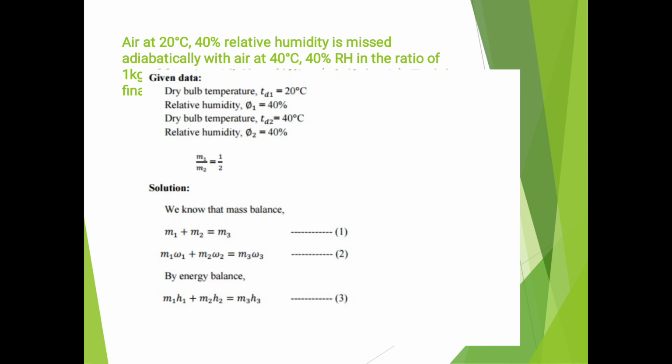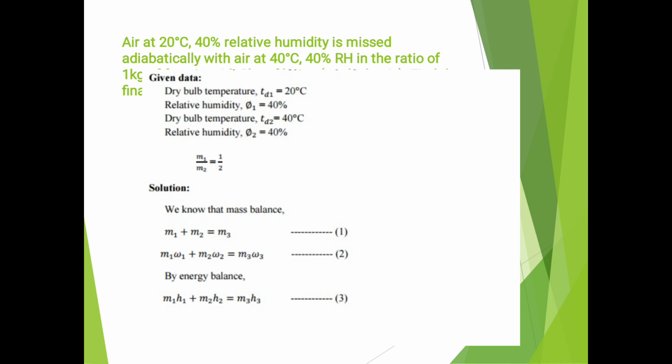Next problem. Air at 20 degrees Celsius, 40% relative humidity, is mixed adiabatically with air at 40 degrees Celsius, 40% relative humidity, in the ratio of 1 to 2 kilogram. So we have to find the dry bulb temperature. Given TD1 is equal to 20 degrees Celsius and relative humidity phi 1 is equal to 40%, and dry bulb temperature TD2 is equal to 40 degrees Celsius. Relative humidity phi 2 is equal to 40%. M1 divided by M2 is equal to 1 by 2.